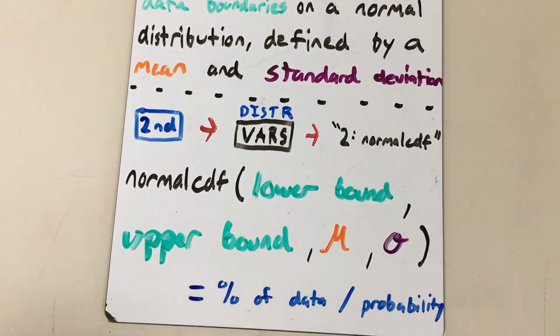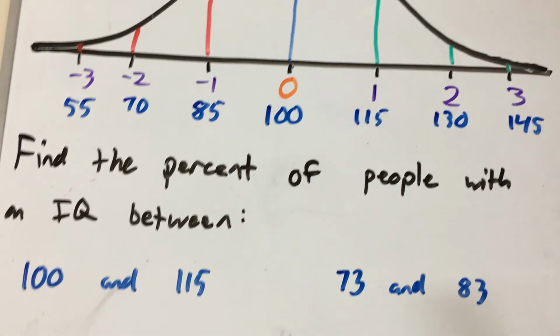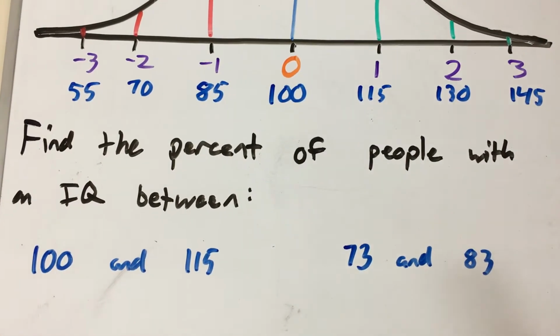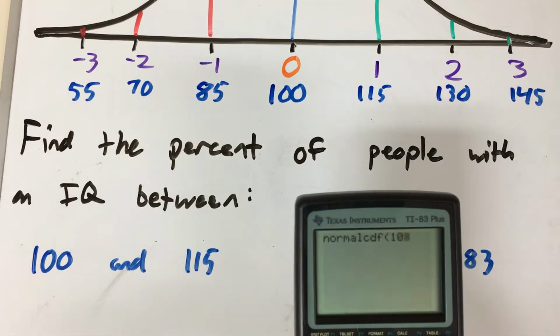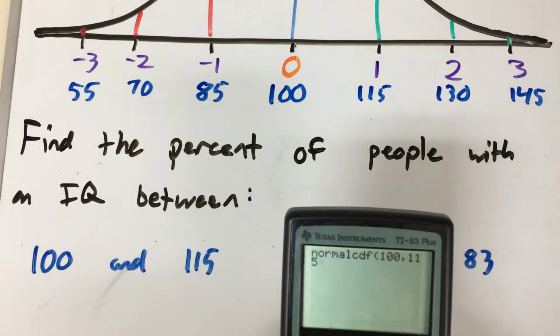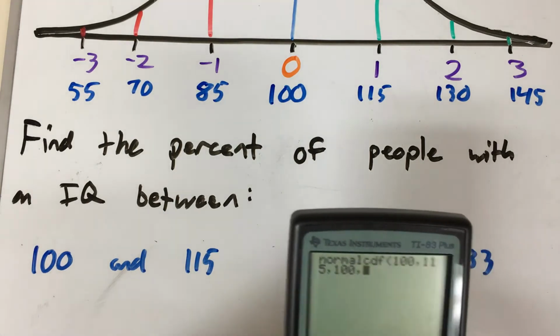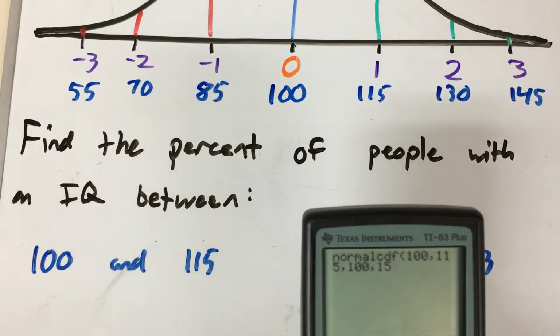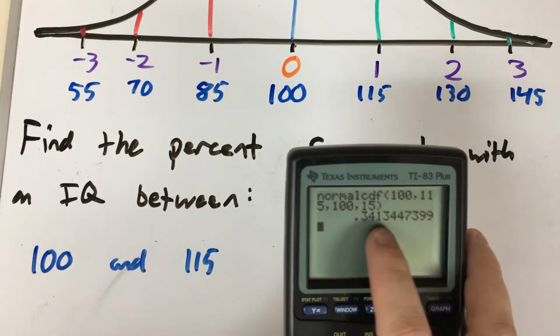So let's actually give that a try. Once again, I have the IQ scores, and we were supposed to try to find the percent of people with an IQ between these. You can only see 2, but there's actually 4 problems here. So I have normalcdf pulled up. I need 100, comma, 115, comma. The mean was 100, and the standard deviation was 15. Now, if you remember from the second video, we should be getting about 34%. And it is just about 34%.